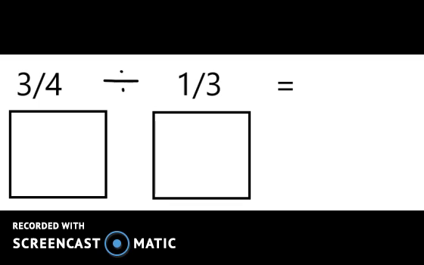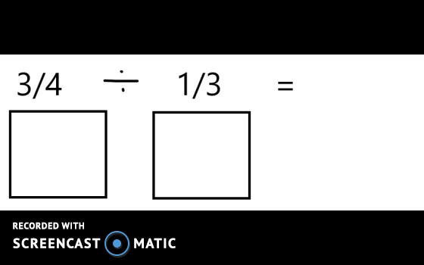Here we go. Okay guys, so we're going to be using area models, and I know you guys remember this from when we did addition of fractions, subtraction of fractions, and multiplication of fractions, but today we're going to use the area model to show how to divide two fractions. So, in the first problem, we're going to take the dividend, which is 3/4, and divide it by the divisor, which is 1/3, using an area model.